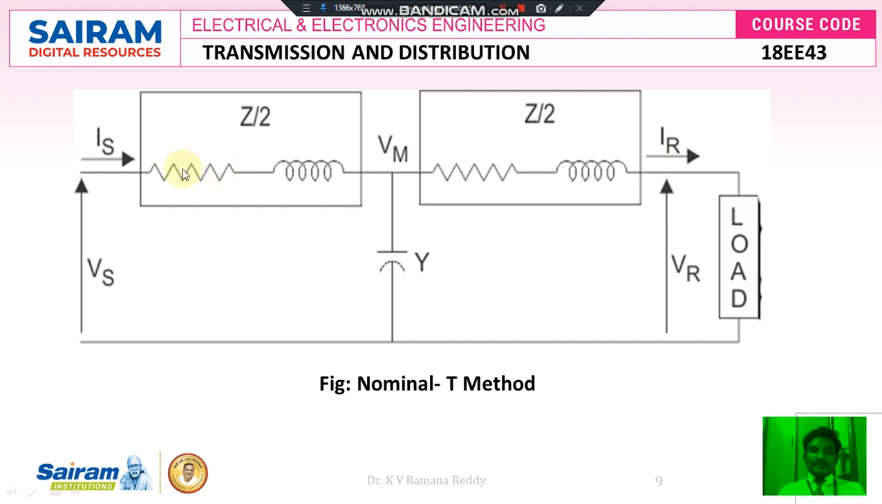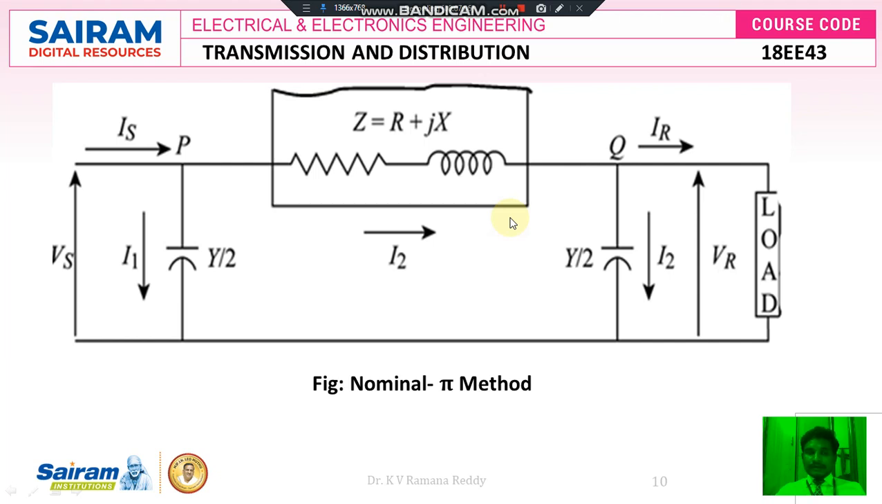For medium transmission lines, the total length of the transmission line is divided into two segments. The segment 1 impedance is represented as Z by 2, and segment 2 impedance as another Z by 2. The sum of Z by 2 plus Z by 2 is equal to Z. IS is the sending end current, IR is the receiving end current, VS is the sending end voltage, VR is the receiving end voltage. So this is simply how we can express the nominal T method.